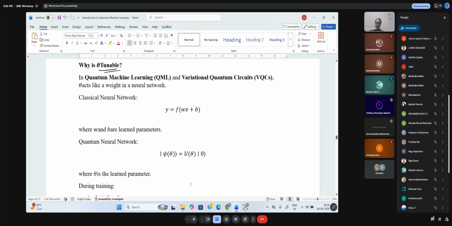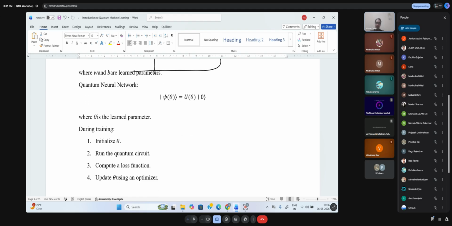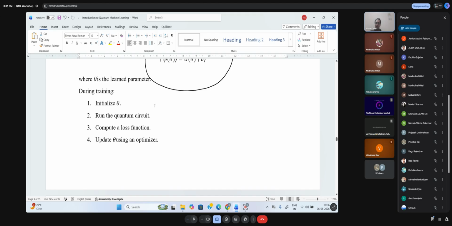As I told you, in classical machine learning we have Wx plus b. Here we have U theta. We need to initialize theta and run the quantum circuit. We need to compute the loss function and update theta using an optimizer, the same thing we do in machine learning. We need to do the same here. So I hope you understood something.